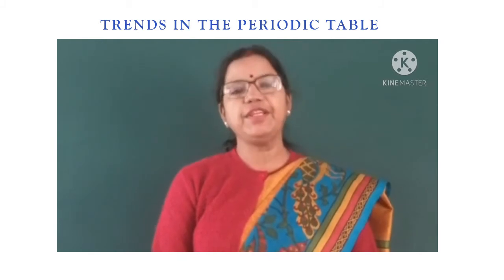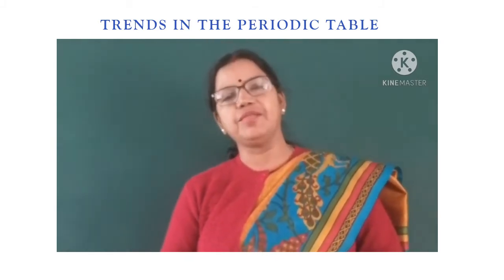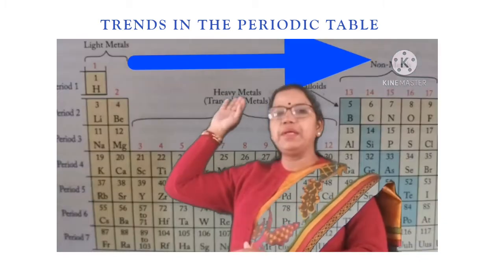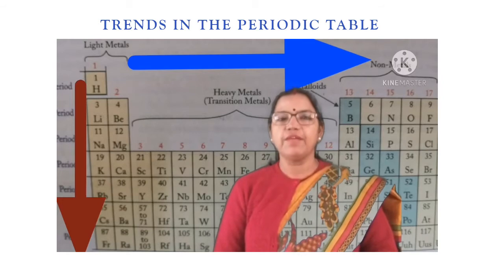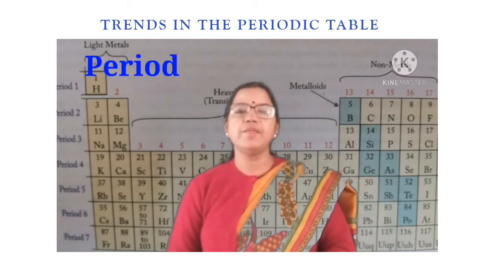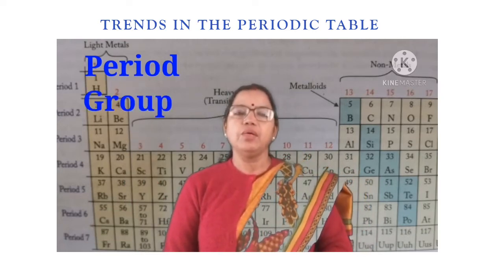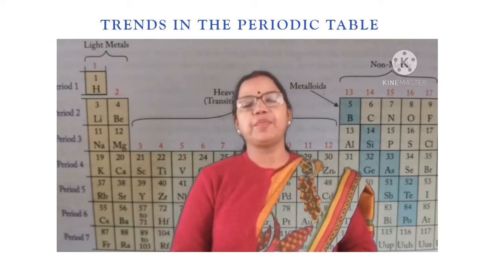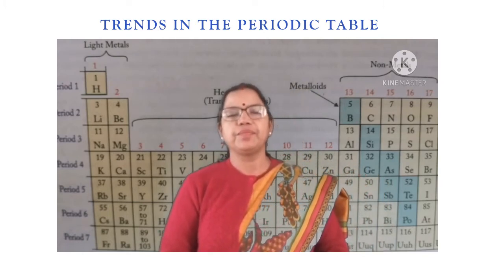Trends means variation of various physical and chemical properties across the period and down the group. That means when we move from left to right in a period or top to bottom in a group, how do the physical and chemical properties change in the periodic table?